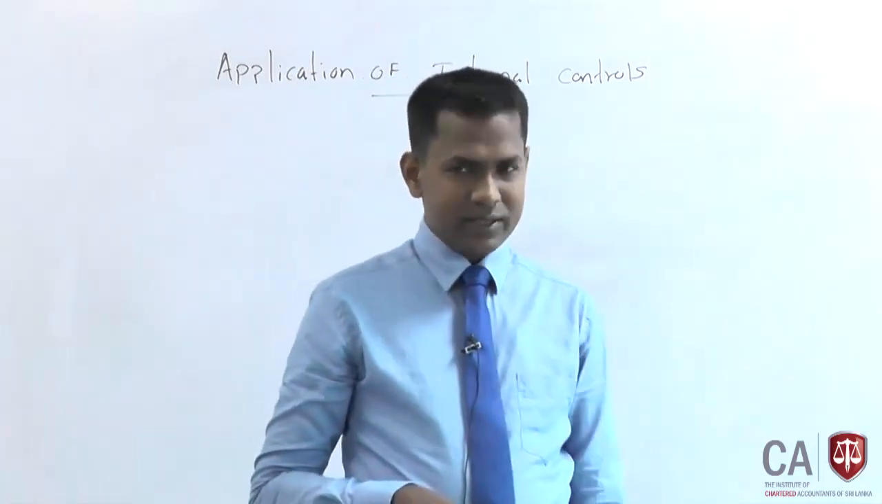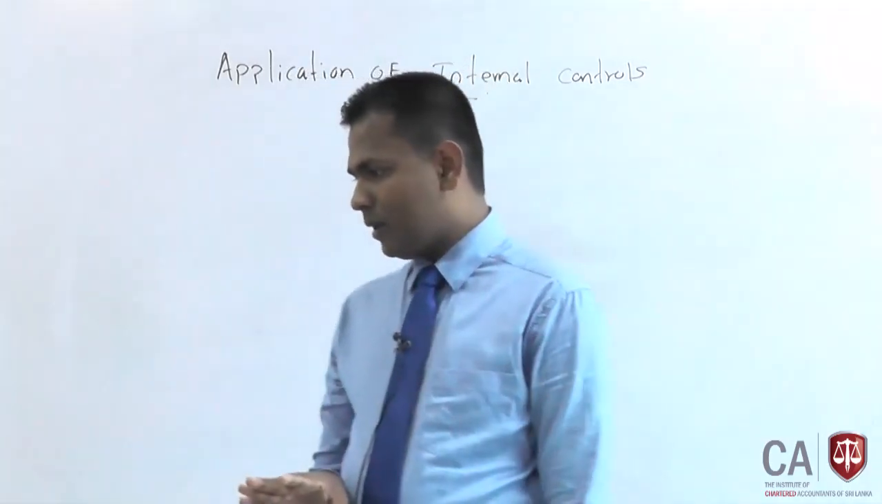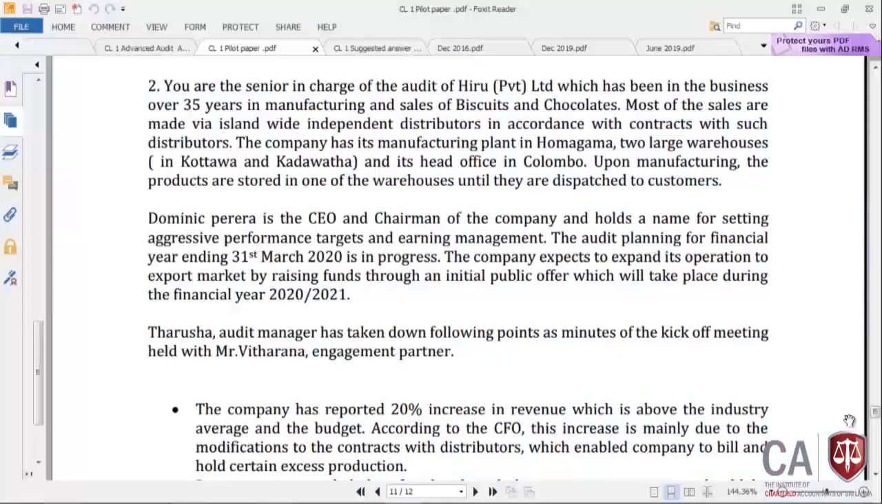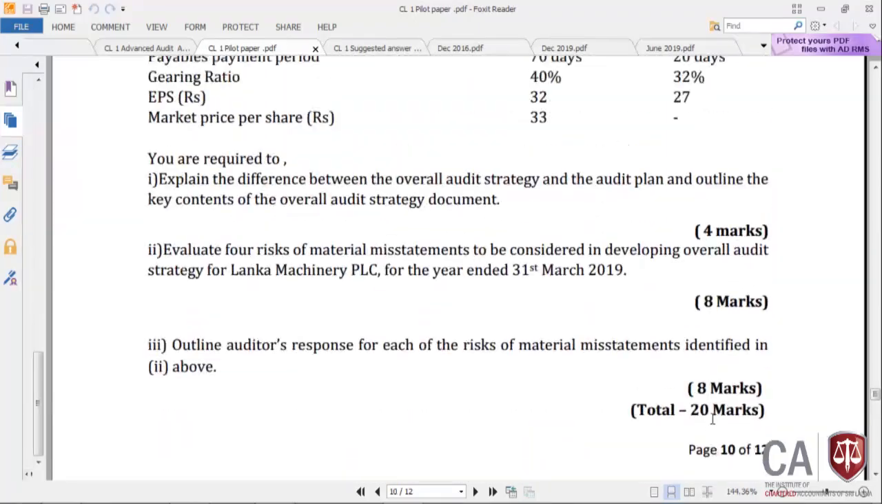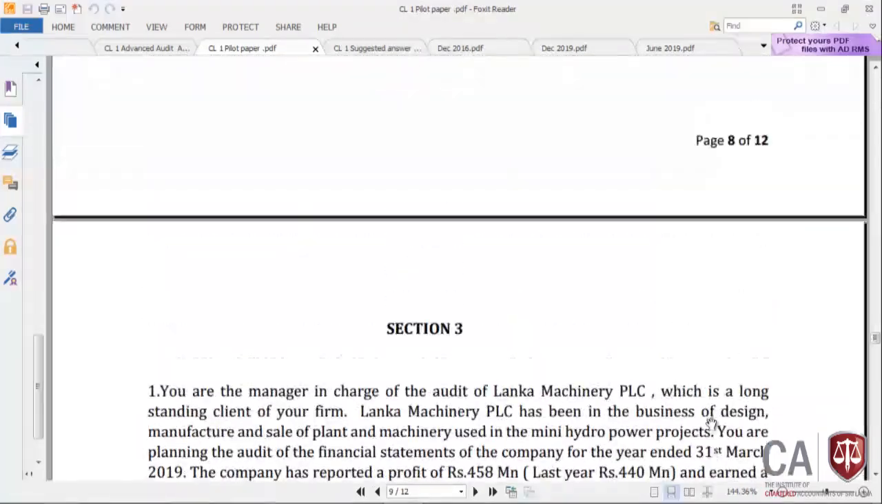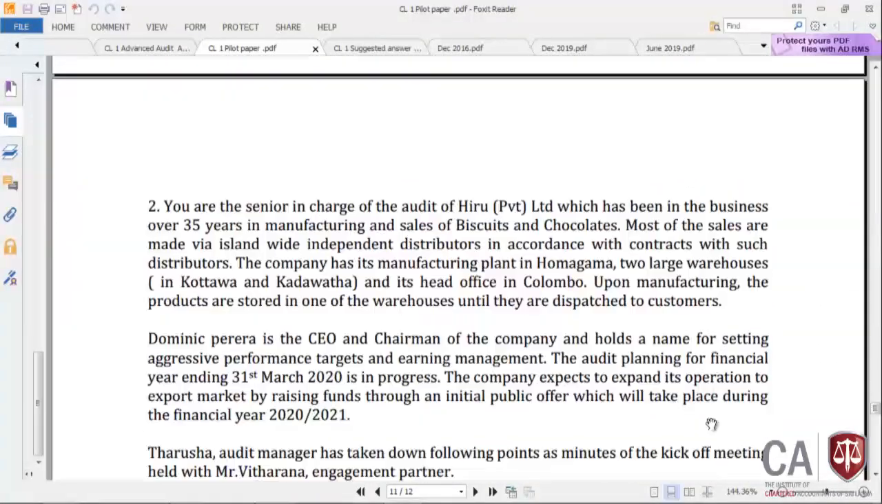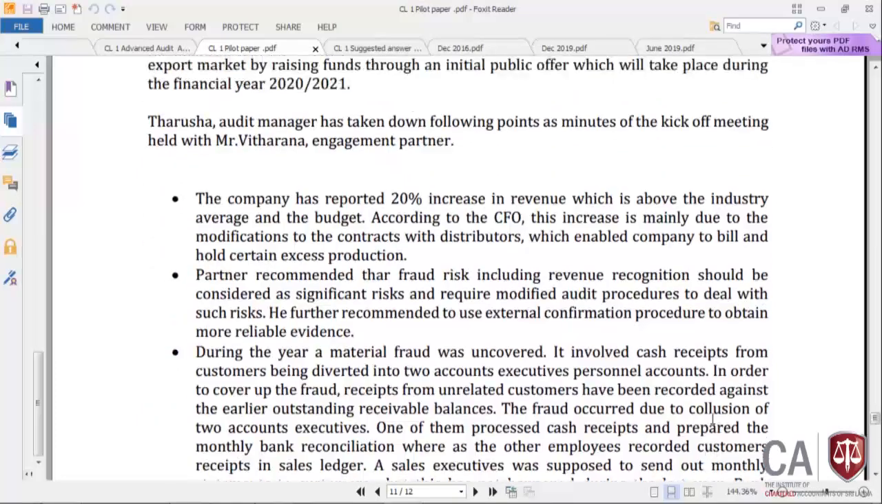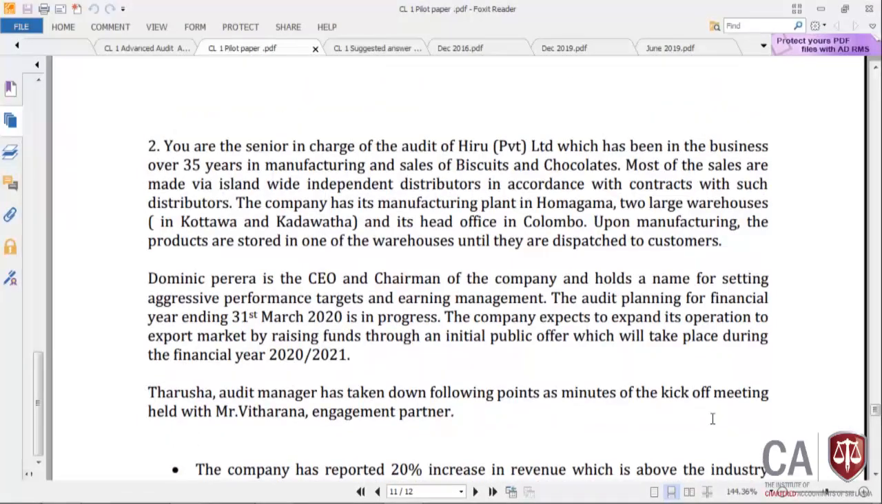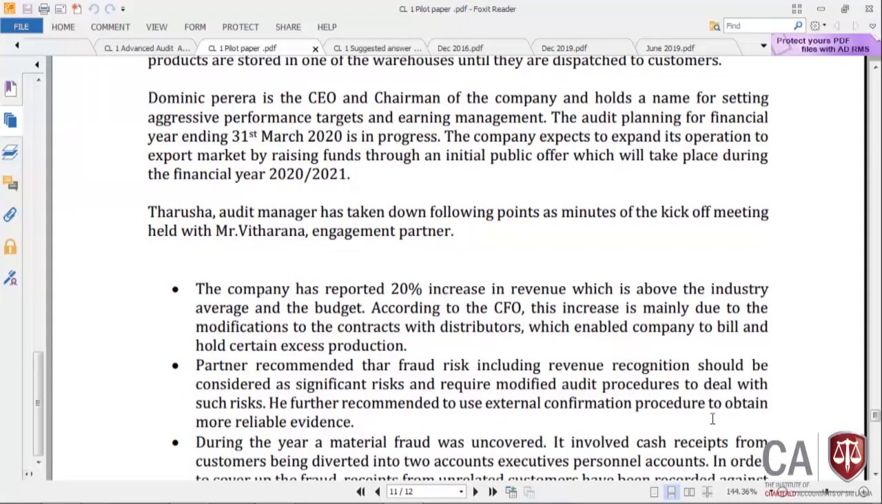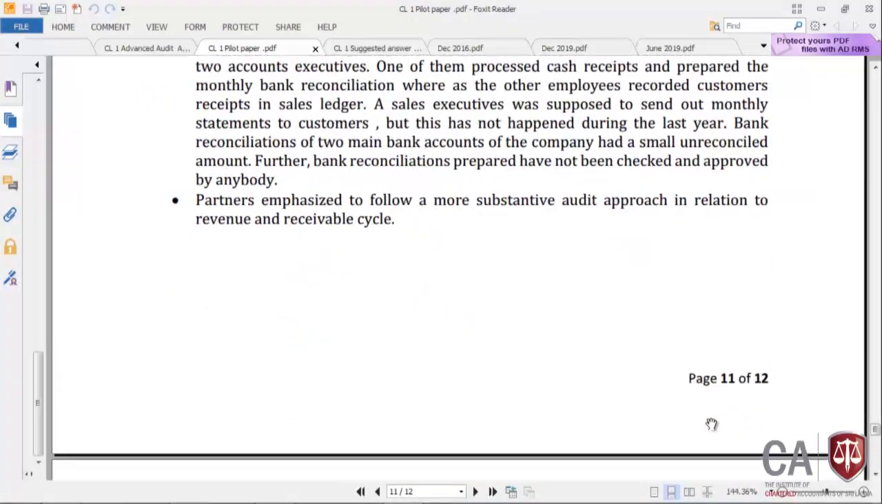So before coming to today's discussion, first we will look at the pilot paper and how the questions are coming. If you look at section 3 in the pilot paper, question number 2, which I showed in the previous webinar as well, it is a long case study with regard to audit application, especially audit procedures. I am not going to read this full question; I will be discussing it at the end of the webinar.